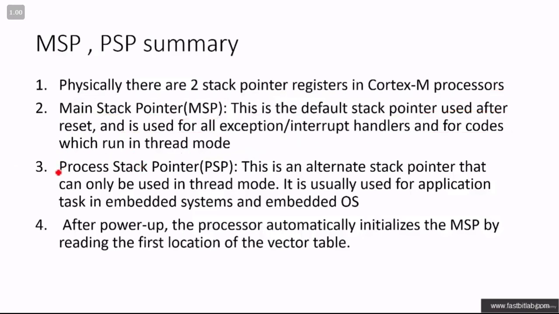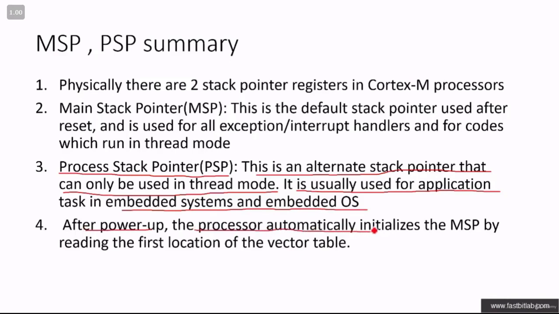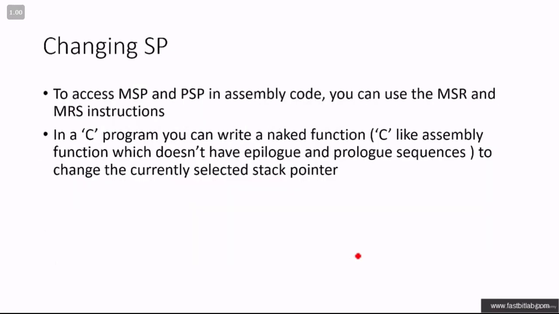And we have one more stack pointer called the process stack pointer, PSP. This is an alternate stack pointer that can only be used in thread mode. It is usually used for application tasks in embedded systems and embedded OS. Remember that after power up, the processor automatically initializes the MSP by reading the first location of the vector table. And to change SP to access MSP and PSP in assembly code, you can use the MSR and MRS instructions.